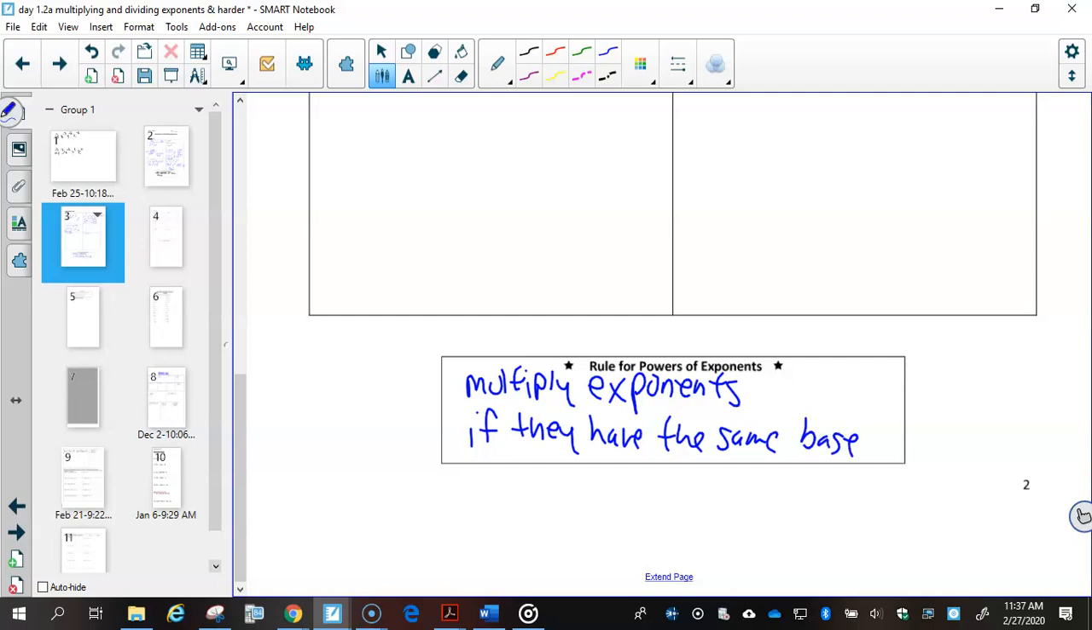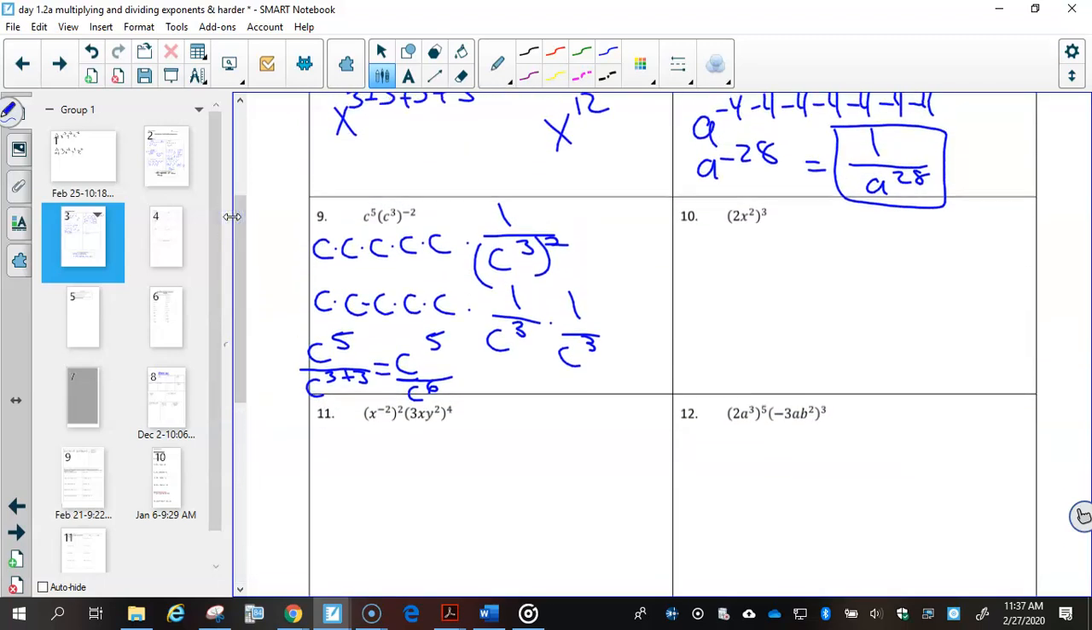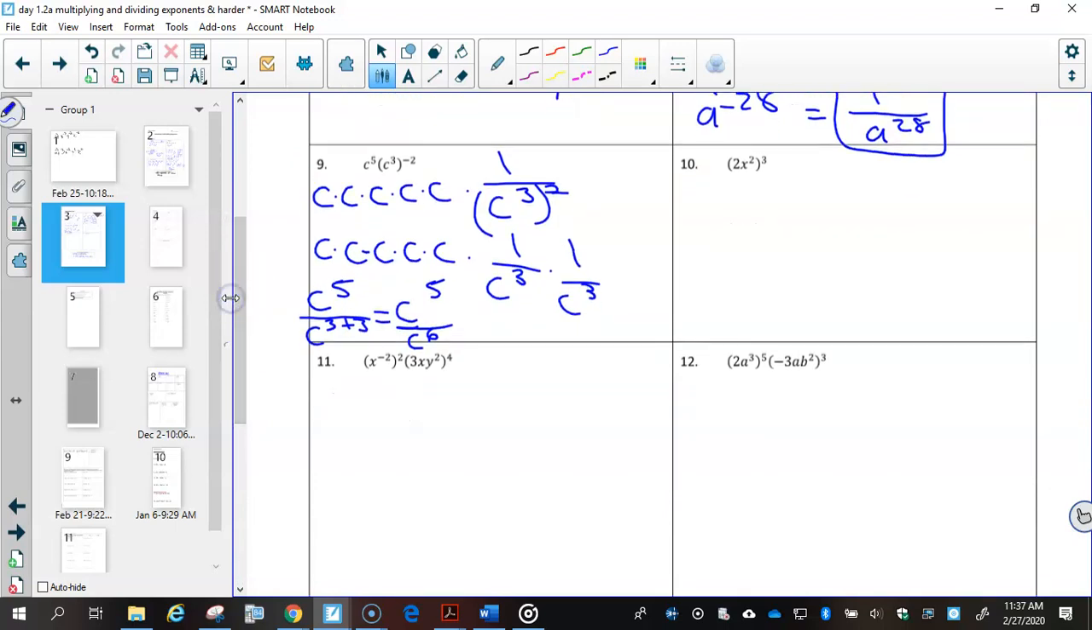We can multiply our exponents if they have the same base. And that's your power of exponent rule. So if you are raising an exponent to another exponent, you can multiply them if the base is the same. For this one, I'm going to go back because you have this c to the 5th over this c to the 6th. When you simplify these, you should only have one c left.